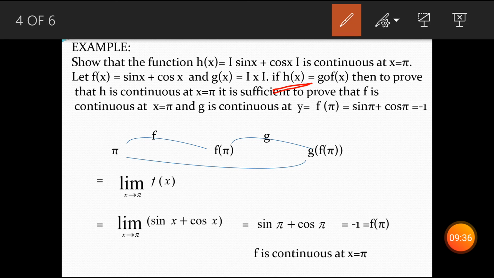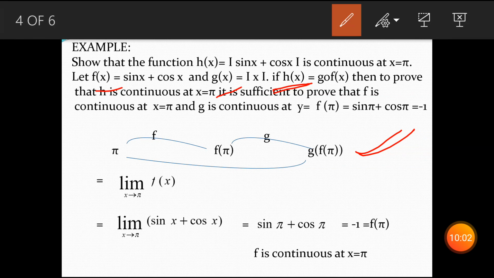So if we want to prove that h(x) is continuous, with the help of the last theorem that we did, we will prove that f(x) as well as g(x) are continuous. If we prove that f(x) and g(x) are continuous, obviously their composition will be continuous by the help of the theorem. So this is how we are going to do. This is the diagram that I have drawn just for your convenience.